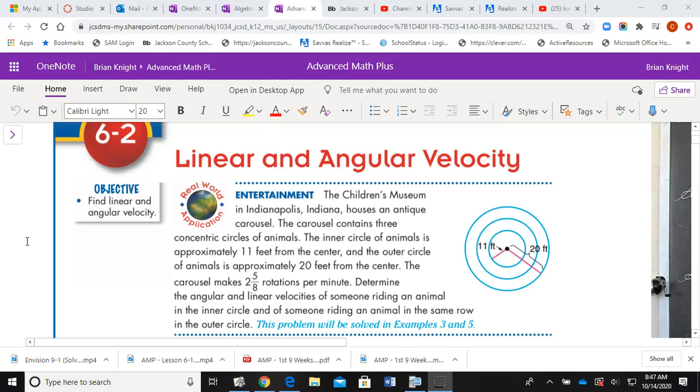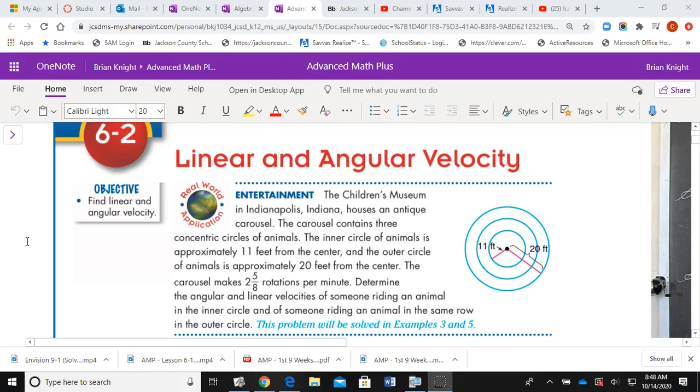Let's hypothesize whose angular and linear velocities. Well, whose linear velocity do you think might be greater? The guy riding on the inside or the guy riding on the outside? Outside? Okay. Well, what's the question? Whose linear velocity is going to be faster? The guy on the inside riding the horse or the guy on the outside riding the horse? Outside. Faster? Okay.